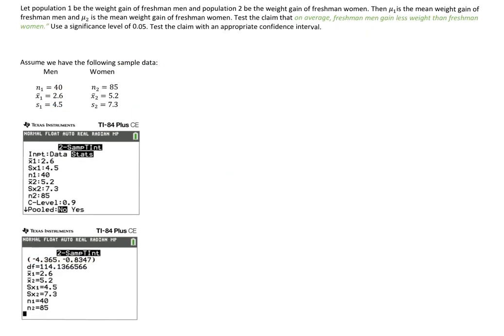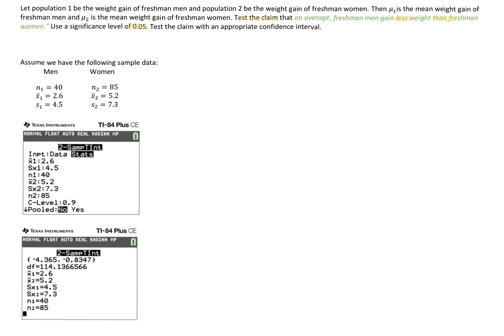Okay, kind of same example, but this time I'm going to change the claim just a little bit. So notice here, the claim that we're going to test is that on average, freshman men gain less weight than freshman women. Okay, so same significance level, tested at 0.05. And we're going to test it by building an appropriate confidence interval.